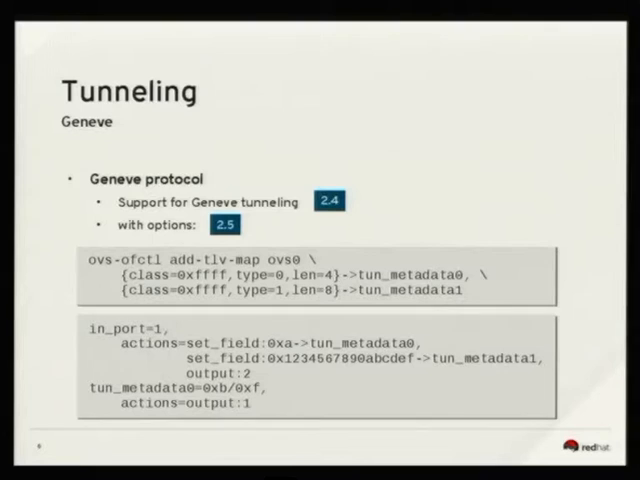So I spoke about GNV, Geneve. I think the correct pronunciation is Geneve. It stands for generic, networking something. I didn't write it down, so I don't remember. So the Geneve protocol is kind of specific to OVS currently. It's not much used outside of OVS. It's actually designed by the OVS authors. And it's really similar to VXLAN, but it can carry metadata. So you can add quite a lot of metadata to headers, which is really useful for some use cases, and we'll get to that later.